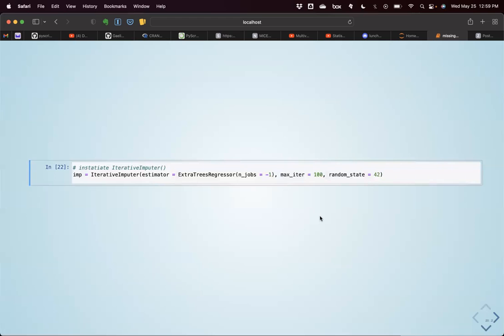So this is the instantiation of the function. It is called IterativeImputer. We're going to use the ExtraTreesRegressor. You can change the estimator. You can change it to a Bayesian regressor, you can change it to random forest, etc. I'm going to use this one, ExtraTreesRegressor, because the documentation shows that this is one of the good estimators for this function.